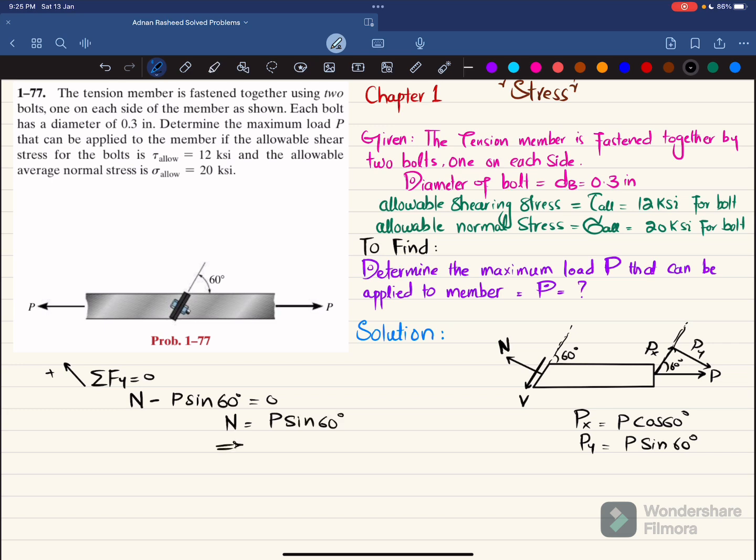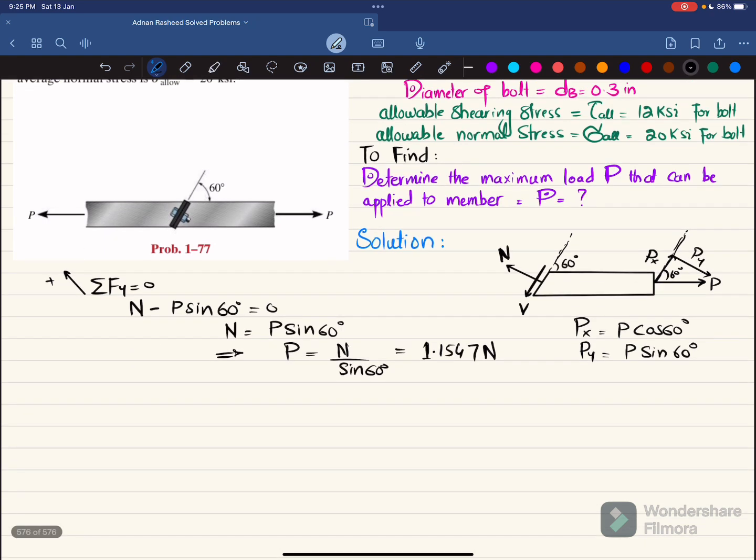And this P will be equal to N divided by sine of 60 degrees. So that will be equal to 1.1547 N times N. Clear? So I will write, P will be equal to 1.547 times N. Let this be your equation number 1.